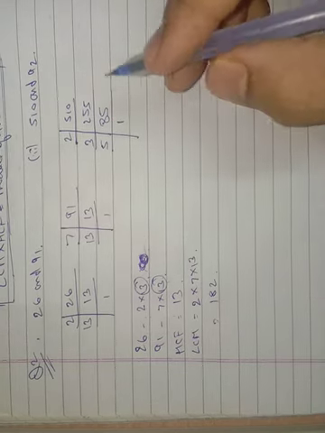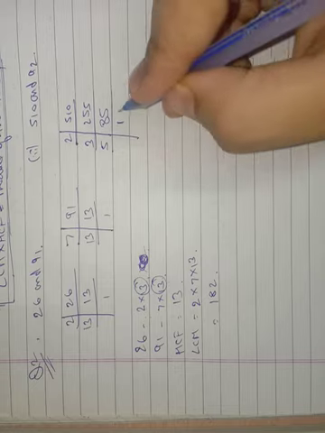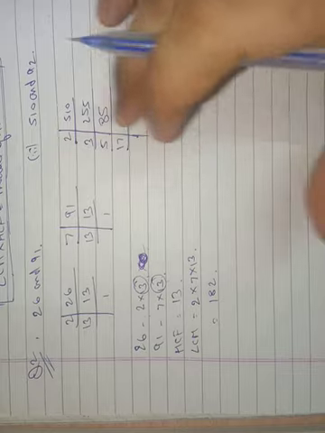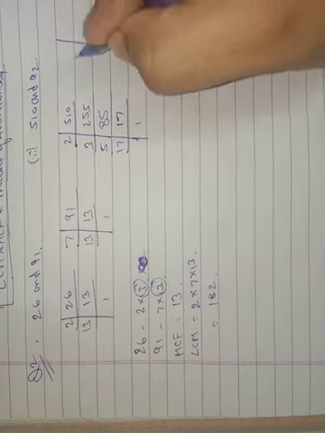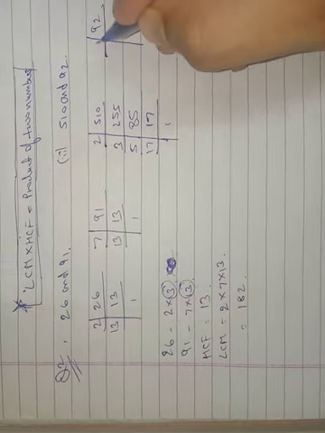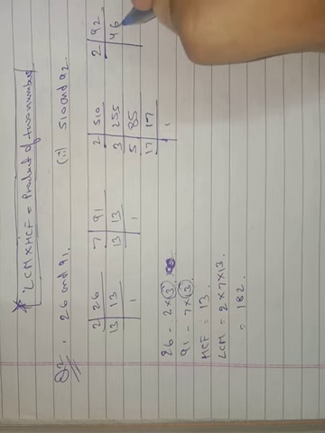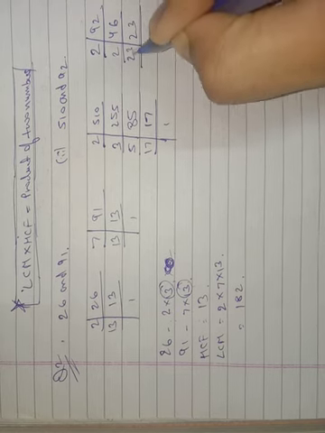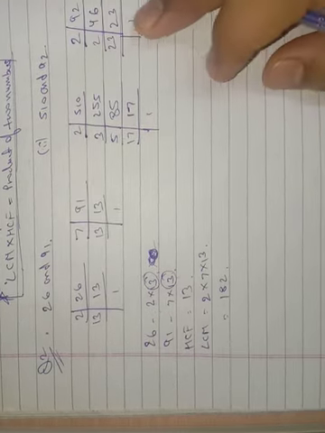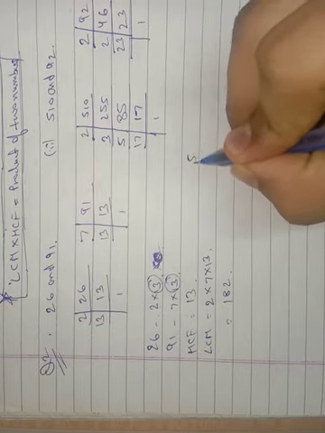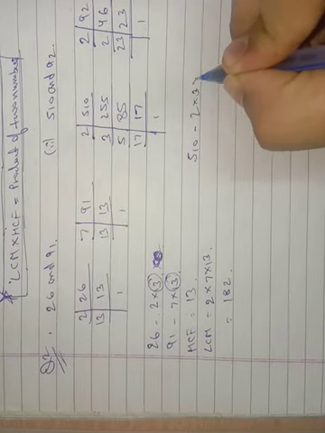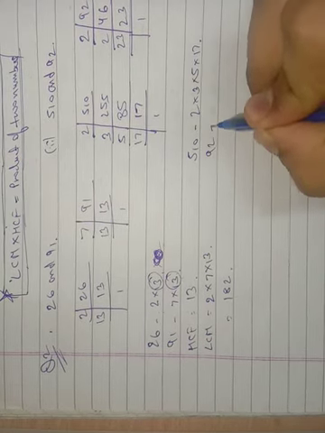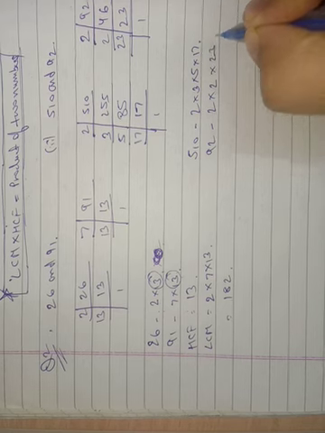After that, now we go for the 5. That 5 1s are 5. 5 7s are 35 and 17 1. These are the prime factors. Now we go for 92. 2 4s are 8. 2 6s are 12. 2 2s are 4, and at the last 23 only, because 23 will not come in any table. So 510 is 2 into 3 into 5 into 17, and 92 is 2 into 2 into 23.